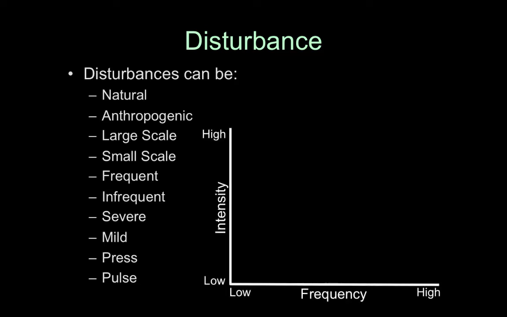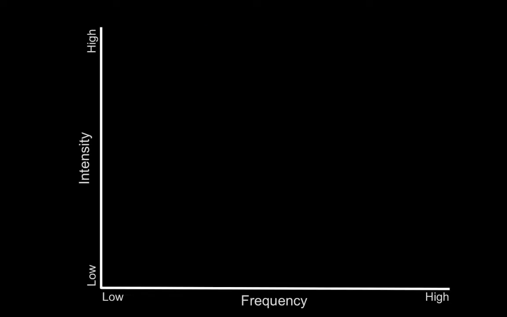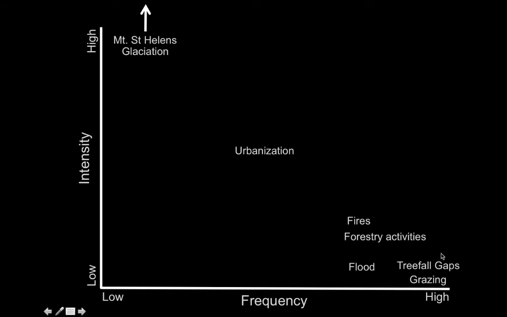You can think of these aspects of disturbances as interacting with one another. For example, you could put frequency on one axis and intensity on another axis, and you find that different kinds of disturbances occur in different places on this graph. Tree fall gaps and grazing are relatively high frequency, but their intensity is relatively low. Fires, forestry activities, and floods occur less frequently than grazing does, and they're also relatively low intensity, but they can be higher intensity depending upon, for example, the intensity of a fire, or whether the forestry activity is clear-cut logging versus selective logging.